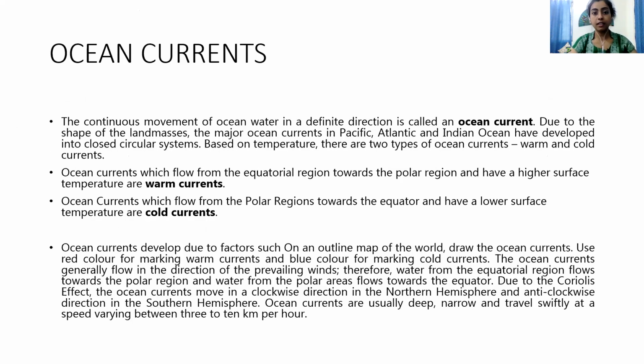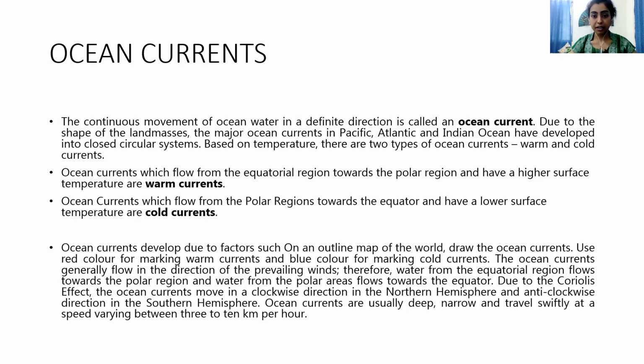What is ocean current? Unlike waves and tides which we can see, ocean currents we cannot see. All right, this is something which happens within the water, within the oceans. Now what is ocean current? It is the continuous movement of ocean water in a definite direction, the water keeps on moving. Basically this movement is in circular motion. All right, so that is known as ocean current.